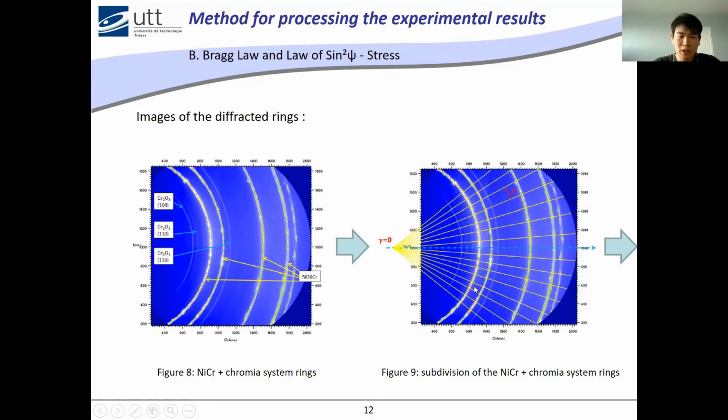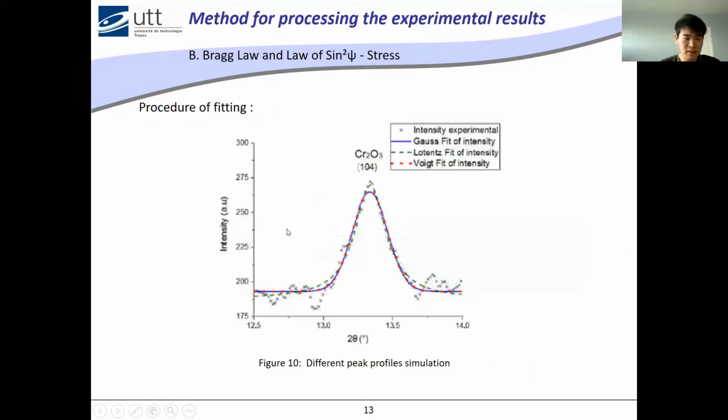In fact, the experimental results we obtained are images of diffracted rings. Each ring presents a peak of oxide or a peak of metal. We divided these rings into several γ. By integrating each γ, we can obtain the intensity as a function of 2θ.